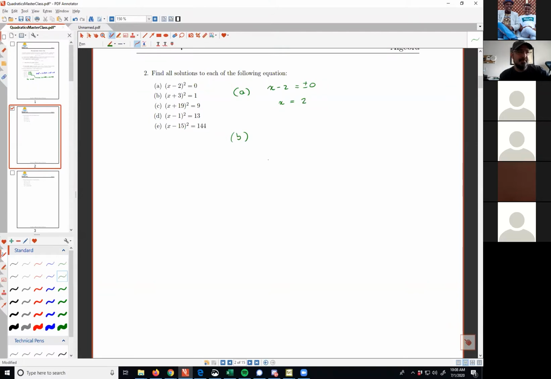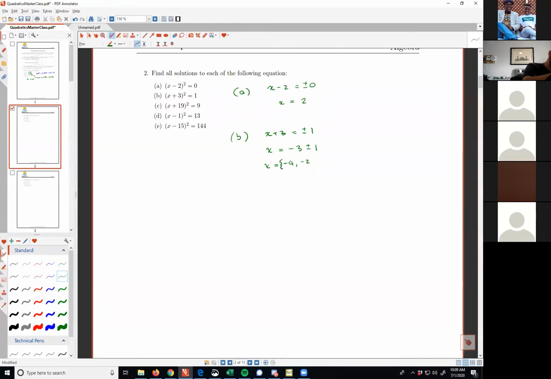So it'll be x plus 3 equals plus or minus 1. Good. We start by taking the square root. x plus 3 equals plus or minus 1. So x equals 1 minus 3 and minus 1 minus 3. Good. Which is minus 2 and 4. Be careful the way you say it. Minus 2 and minus 4. Good. Oh, sorry, my bad.